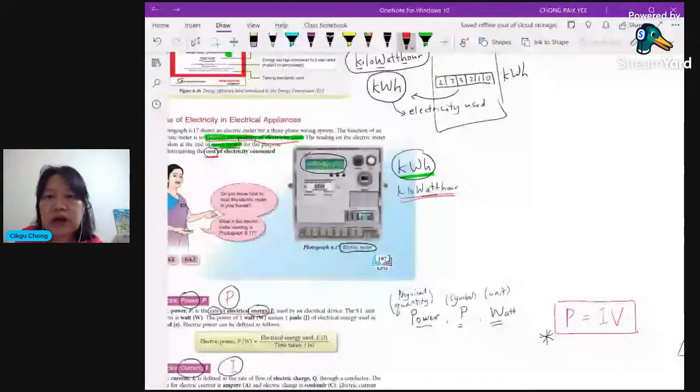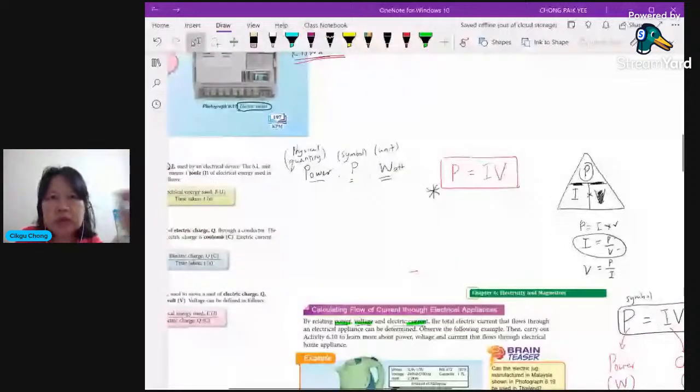You need to learn this formula. P equals IV. Now, what is P equals IV? First of all, P here is for power. P stands for power. The unit is in watt, W-A-T-T. Okay, please jot this down.